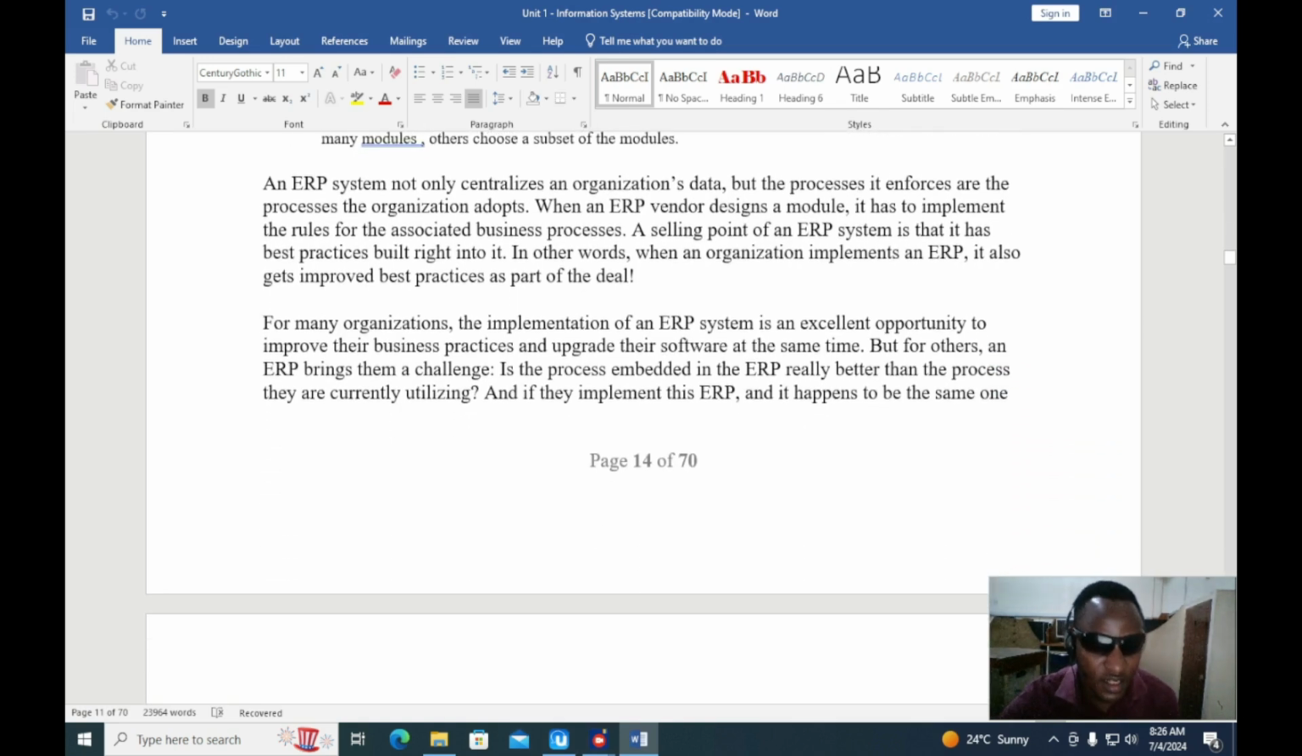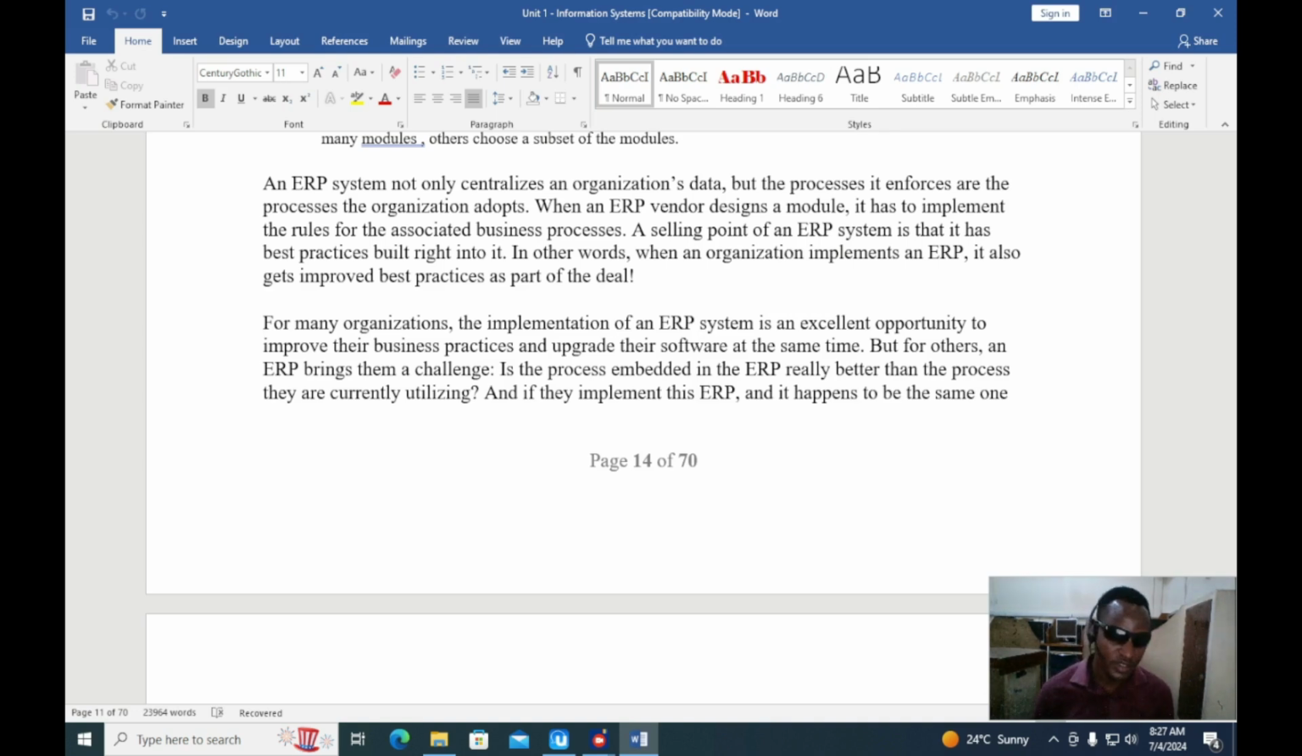So when you look at an ERP system, we don't only look at the centralizing aspect of an organization or of the data of that particular organization, but you are looking at the process that actually enforces the organization's adaptations. So when we have an ERP vendor that designs maybe a model, that model has to make sure that it puts into implementation the rules that are in association with the business processes of that particular organization.